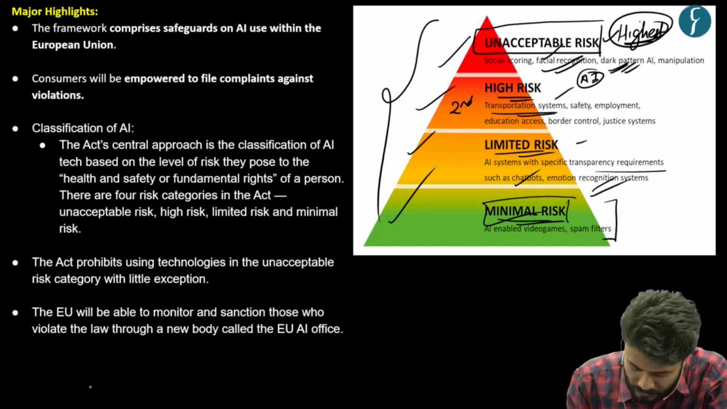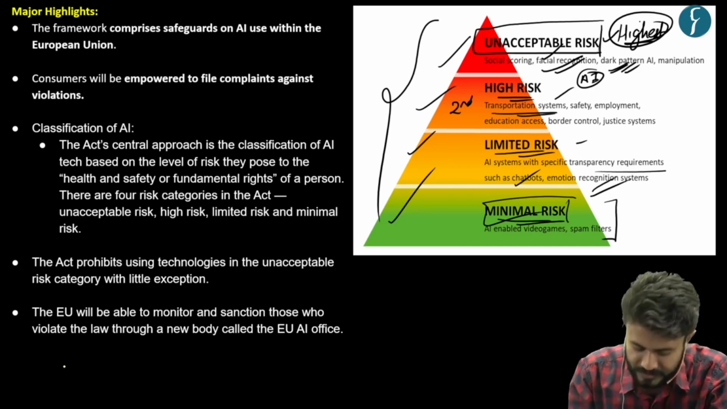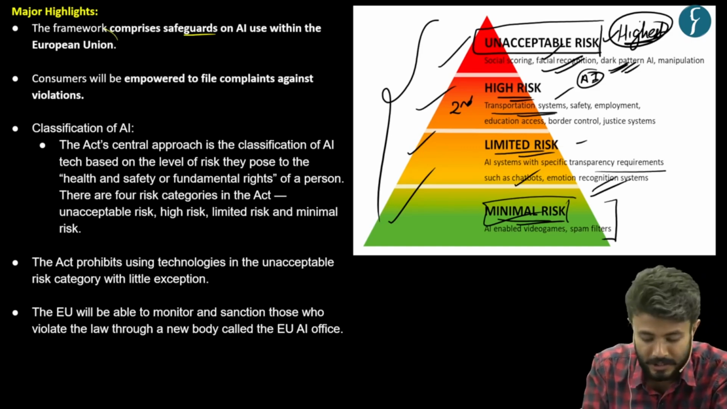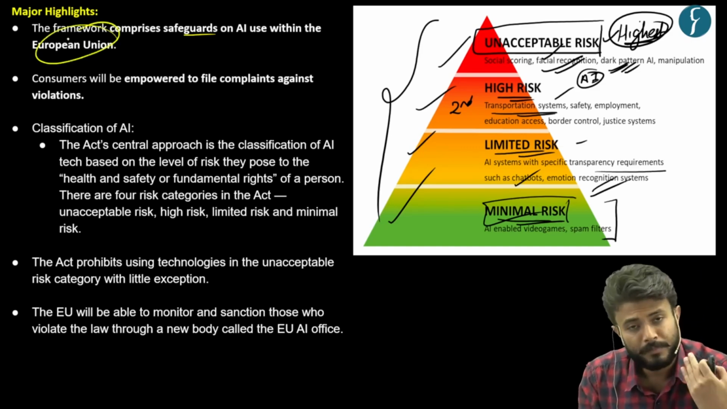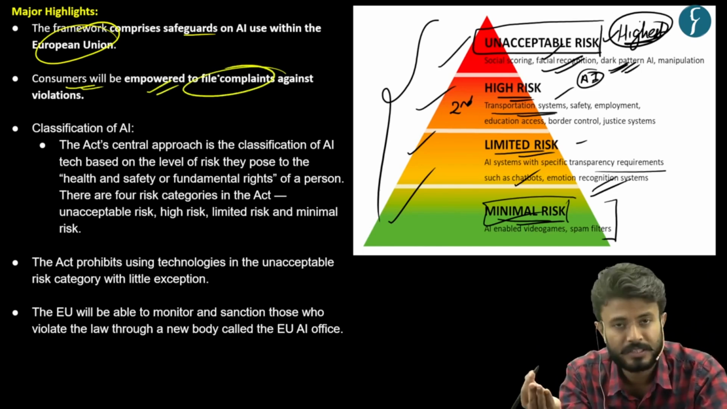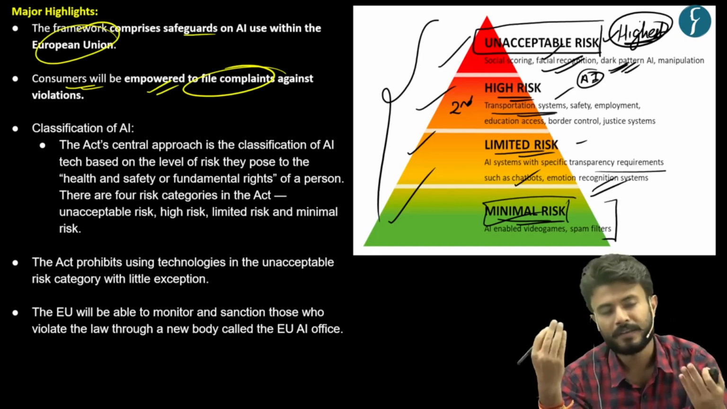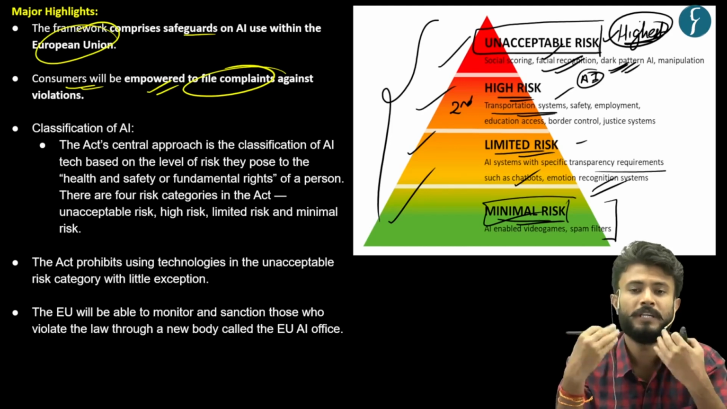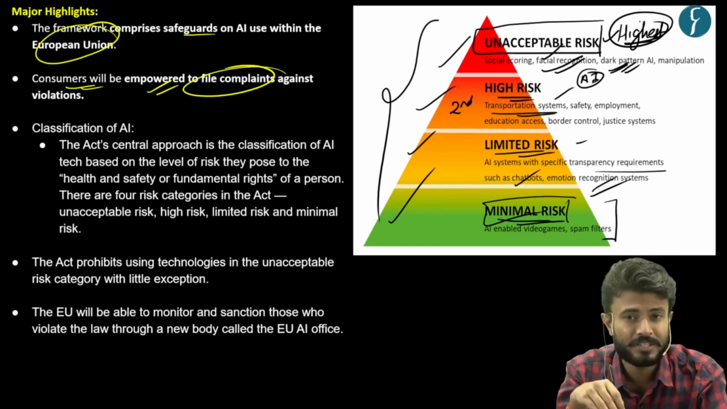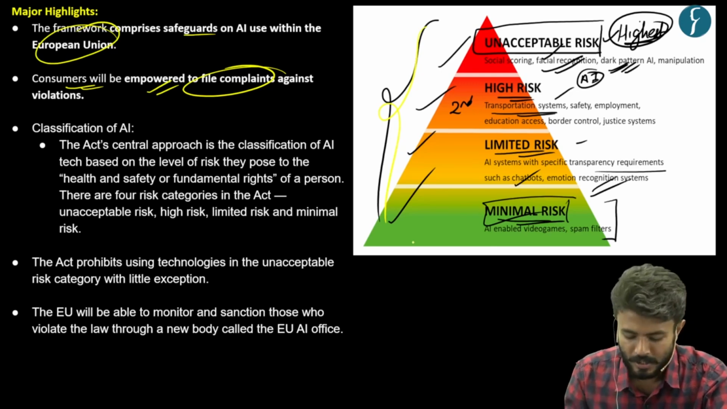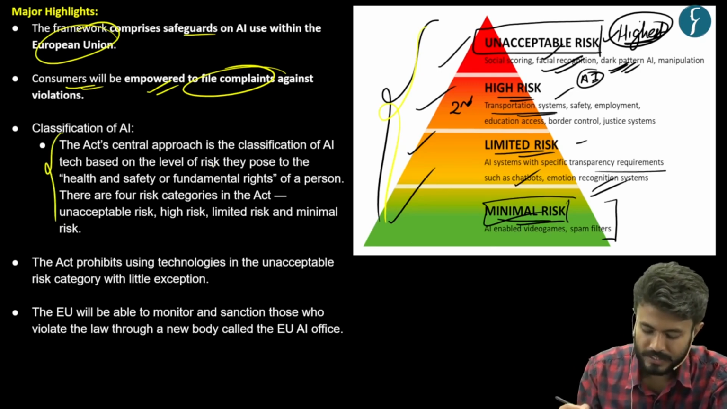So just have a look at the facts. The framework comprises safeguards on AI use within the European Union, and because of these safeguards, consumers will be empowered to file complaints against the violations, if any. Again, the fine or the punishment will depend on which of these four categories the violation falls in. So here the four categories are mentioned.